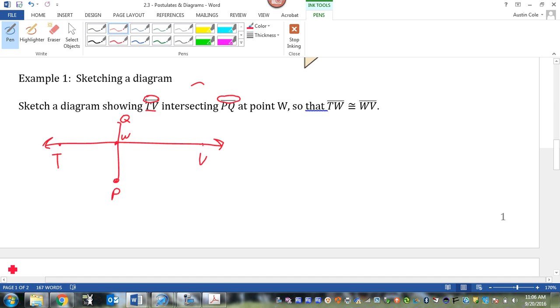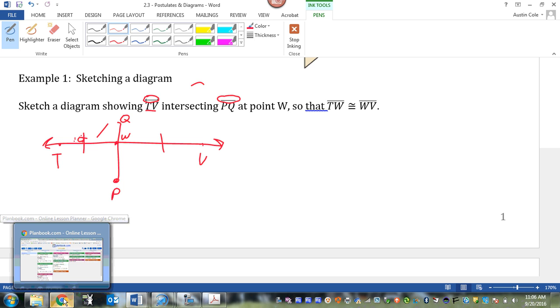Okay. So now we need TW to be congruent to WV. Caitlin, draw a little tick mark. Like that? That was a terrible drawing of a tick, by the way. So everybody see that?